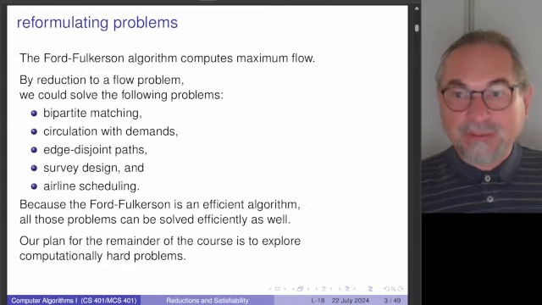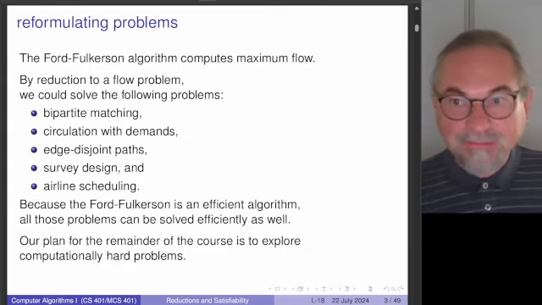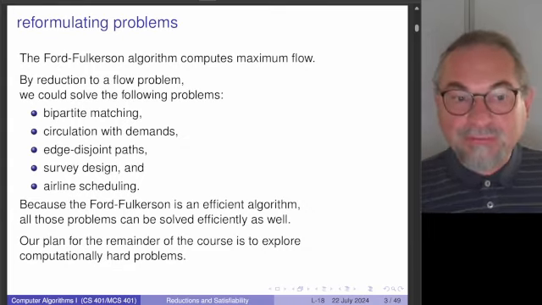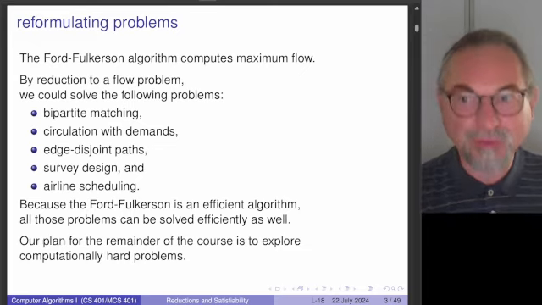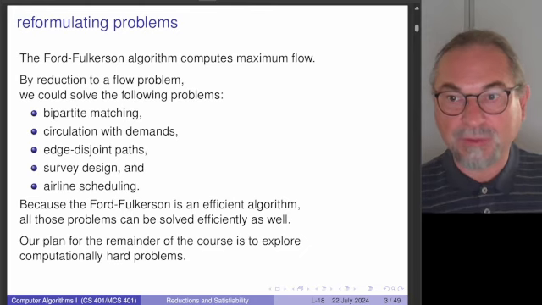Now we're going to do the same thing in the remainder of the course, but now we are going to do this for computationally hard problems, showing that there is a whole connection between problems. If you would be able to solve one problem efficiently, then you can solve a whole class of problems efficiently.